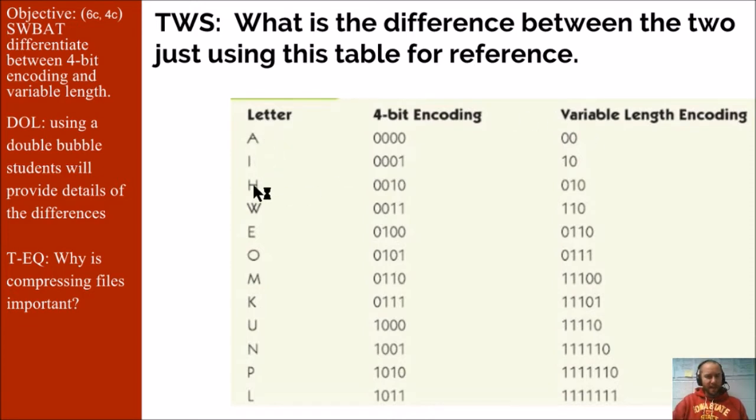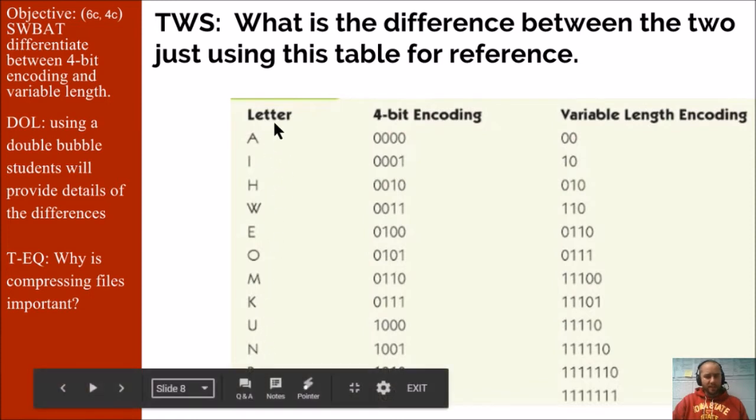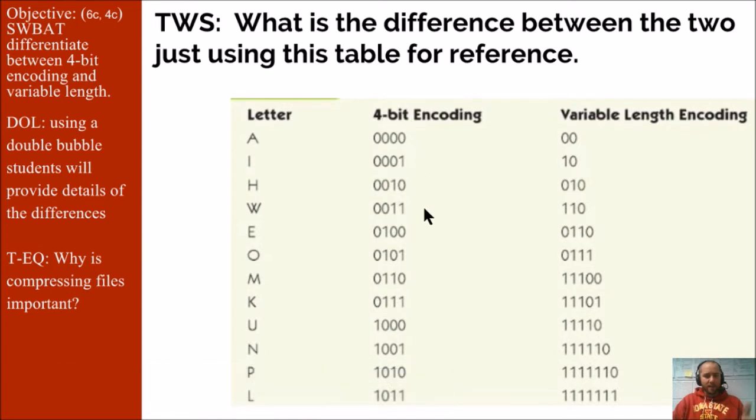All right, so now narrow your view onto the letters. It's A, I, H, W. Okay, why would this ordering be here? This is not alphabetical ordering, right? In the 4-bit encoding, the order doesn't matter.